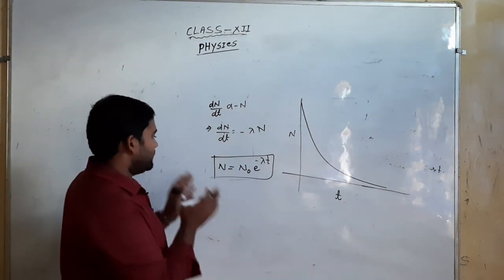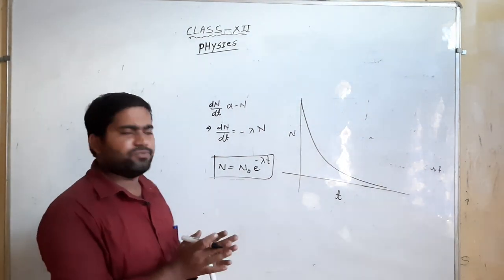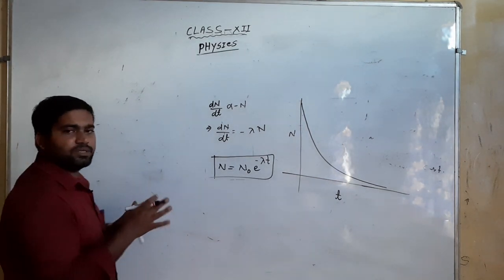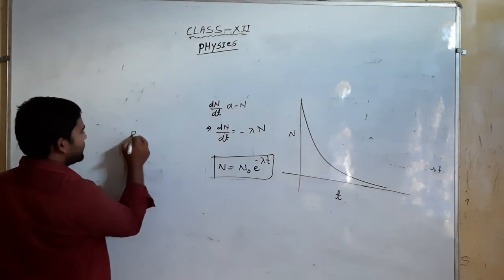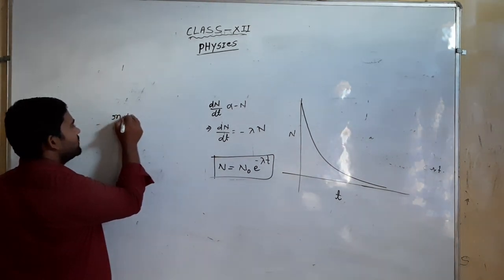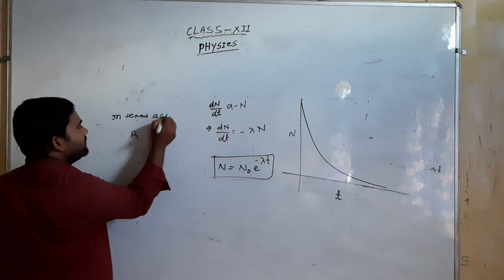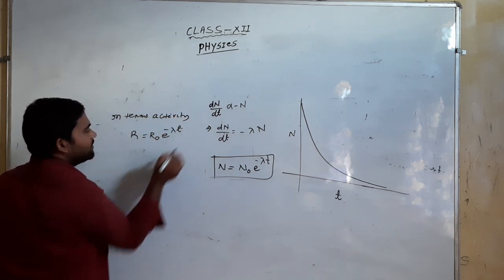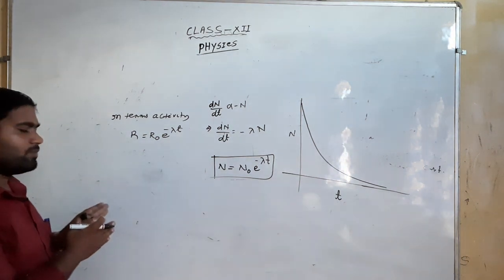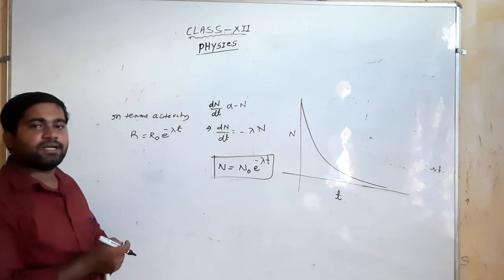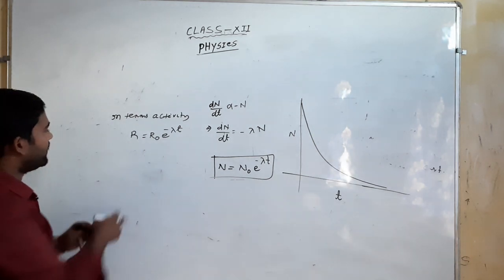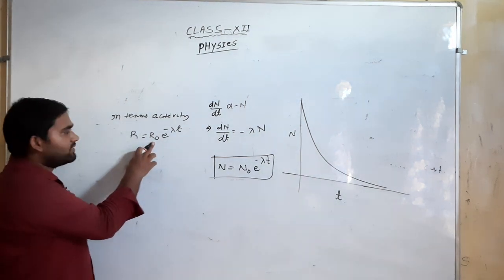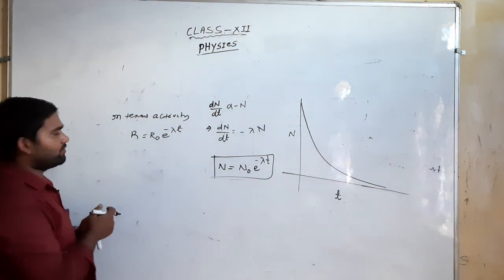If we take a similar variation for the activity, which we represent as R, then in terms of activity, R equals R naught e to the power minus lambda t. This formula helps in calculation in entrance exams. R is the activity at any time t, R naught is the initial activity, and lambda as usual is the decay constant.